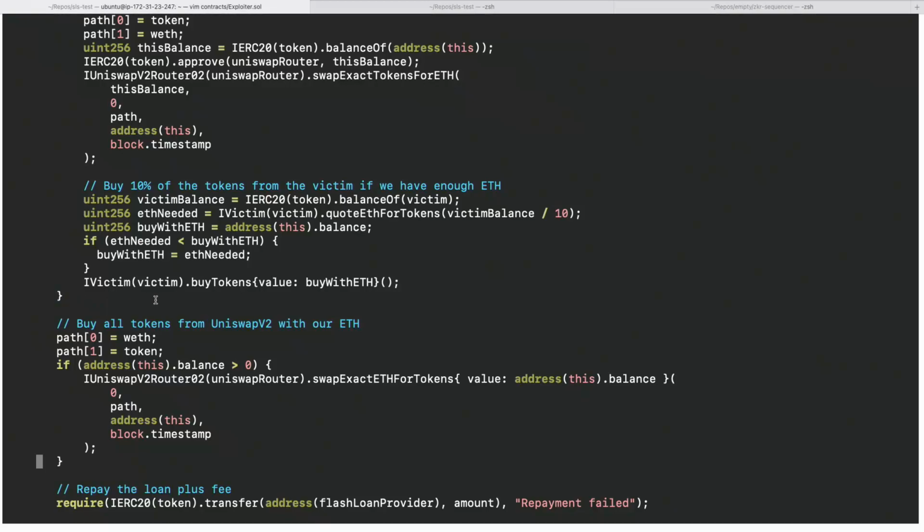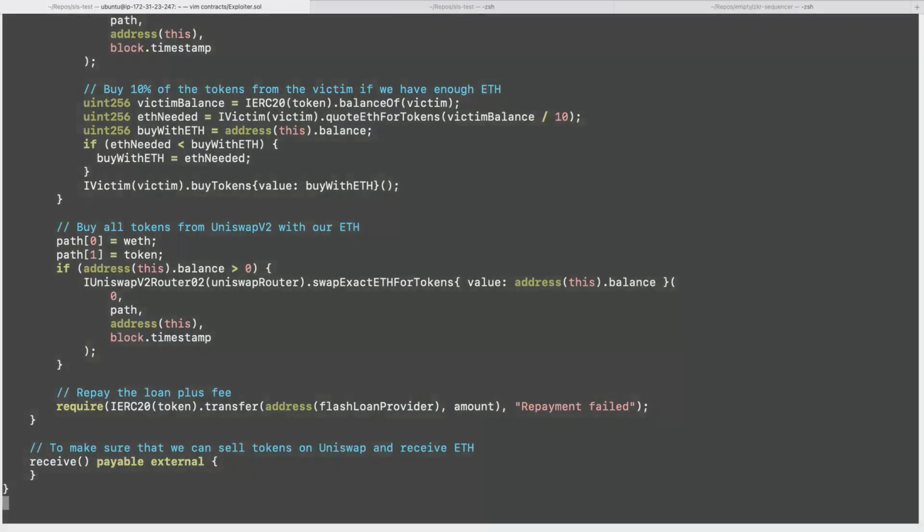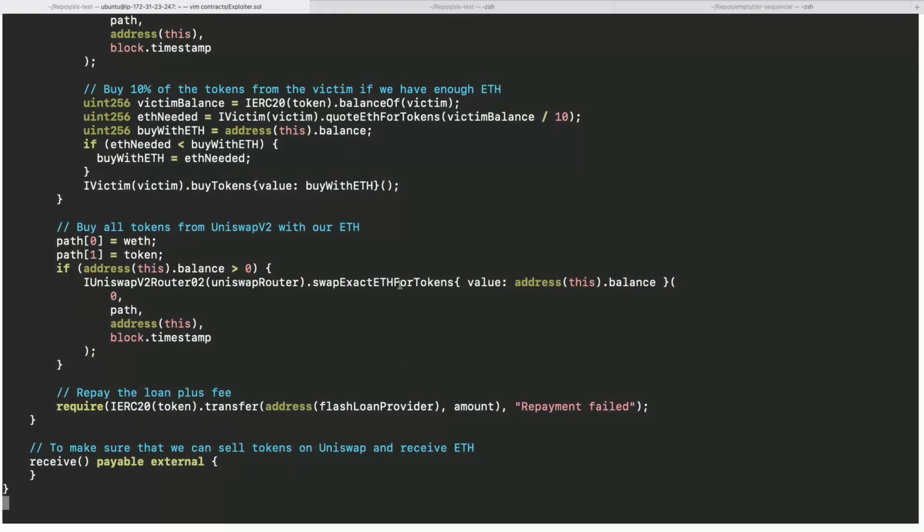When the loop ends in here, I'm going to come with my Ether back to Uniswap and say, hey, Uniswap, and I'm going to put it higher. Uniswap, please give me all the tokens that you are willing to for all this Ether that I currently have. And then at the end, I'm closing the flash loan. Okay, so this is the transfer.